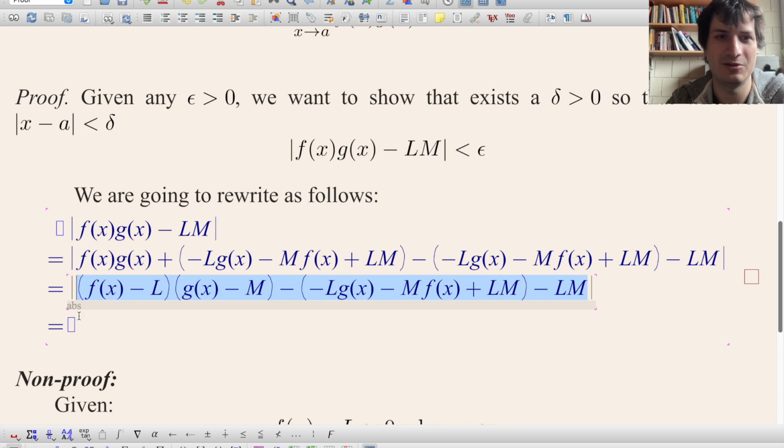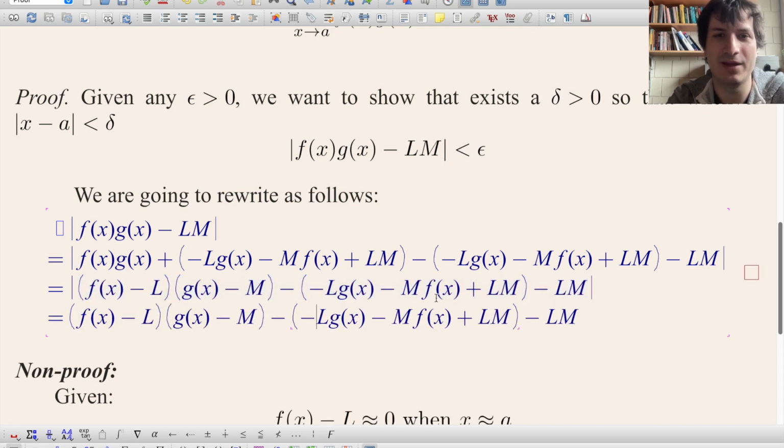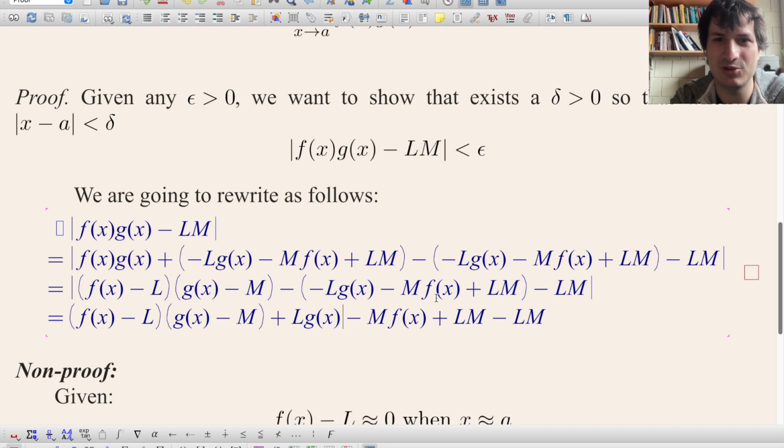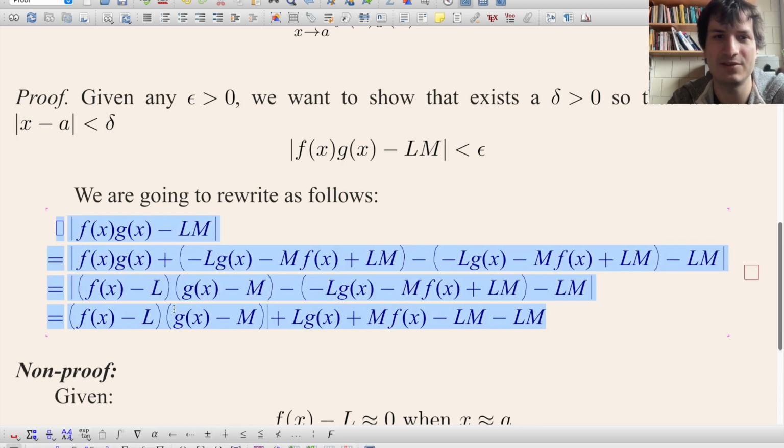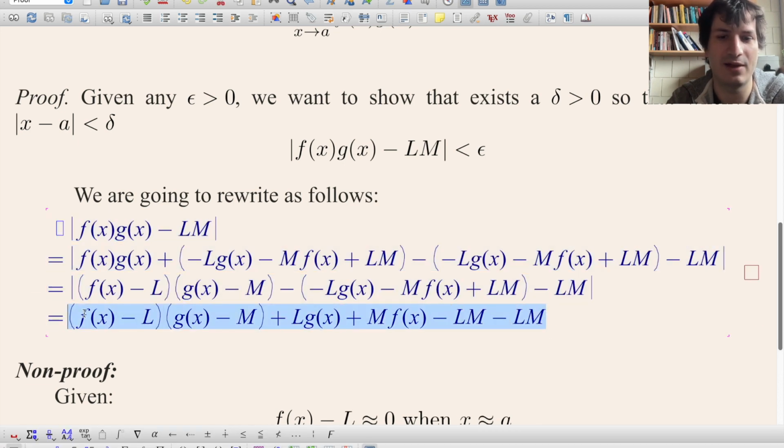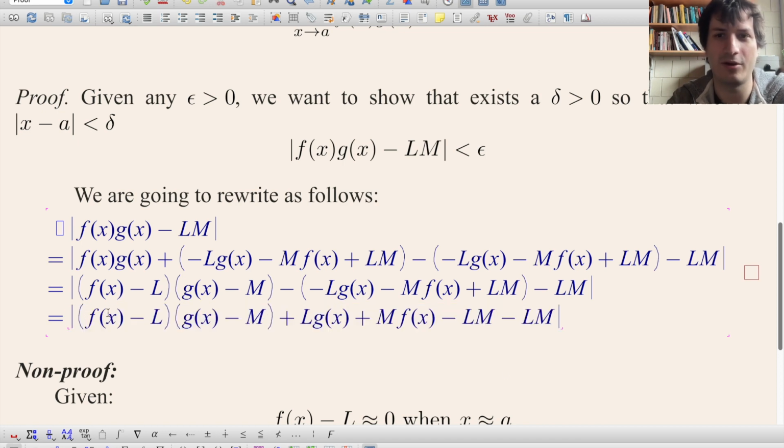Copy paste, copy paste. Okay, we have a plus L times g. We have a plus M times f. We have a minus L times M, and we have another minus L times M. And all of this stuff is inside an absolute value. Okay, and now is the moment to use the triangle inequality. And you saw this a lot if you saw the other video. The triangle inequality comes up all the time when you have these absolute values. In this case, we have this nice term, and we have L times g, but with a minus L times M, and we have M times f with a minus L times M.